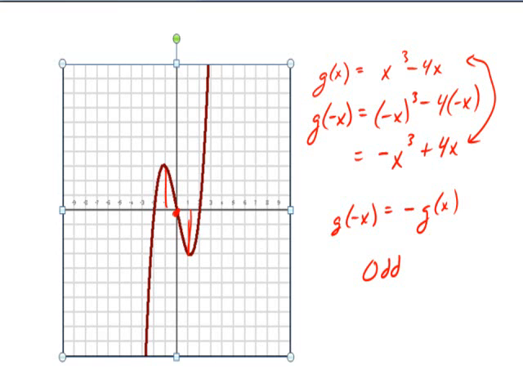Algebraically, we use the same test that we used for the even function, plug in negative x for all the x's. For an even function, if the function at the negative x is the same as the original function, it's even. If it's the opposite of the original function, then it's odd. Let's look at another example.